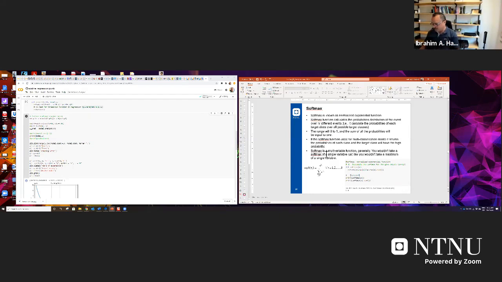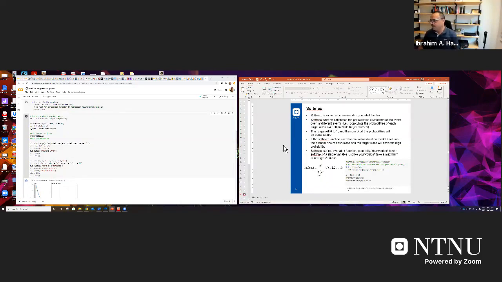The probability of the first output will be exponential x1 divided by exponential x1 plus exponential x2. The other one will be exponential x2 divided by exponential x1 plus exponential x2. So it's a normalized exponential function, right? So if the first one is 0.7, the other one will be 0.3, correct?